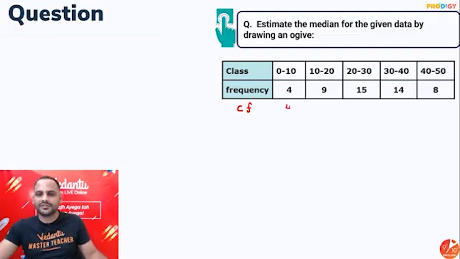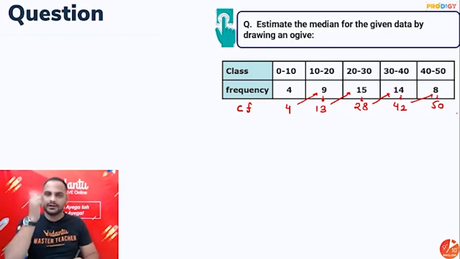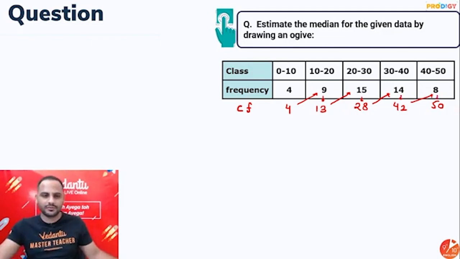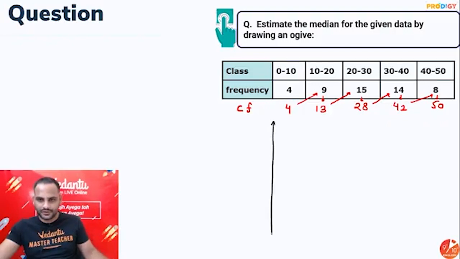First group, cumulative frequency will remain the same. Then 4 plus 9, what are you getting? 4 plus 9 is 13. Then 13 plus 15, you'll be getting 28. Then 28 plus 14, 42. And 42 plus 8, 50. So these are the cumulative frequencies of all these groups. Okay, now we will draw the ogive. So let us say x and y axis we will plot over here.